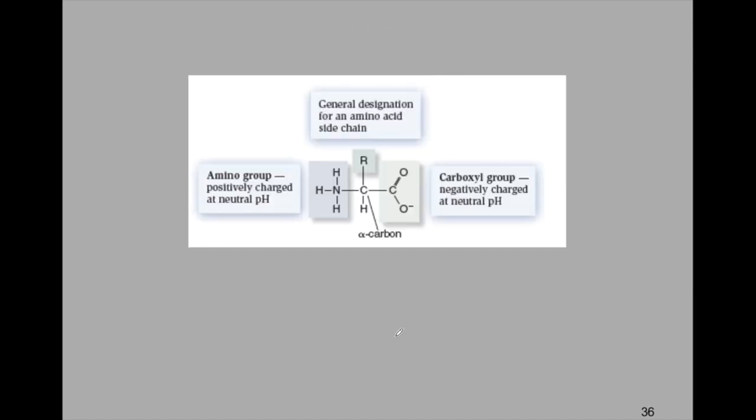So let's take a look at an amino acid here. So here's the general design. Here we have our amino group. So this is your amine. Over here we have a carboxyl group, and we have a carbon and a single hydrogen. So our carbon has its 4 bonds. Right here, this R group right here, that is what makes each amino acid unique. Okay? So that R group is going to be different from one amino acid to the next.